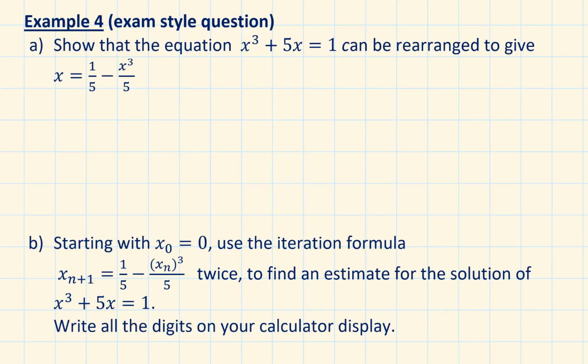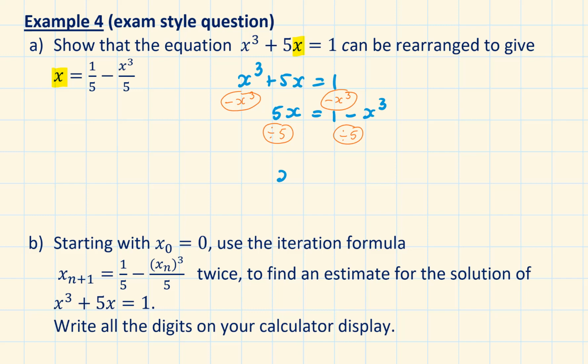Now let's look at an exam style question. Show that this equation can be rearranged to give x equals 1/5 minus x cubed over 5. The subject of the formula is x, and on the right hand side we will have an x cubed. So first subtract x cubed. This will give us 5x is equal to 1 minus x cubed. Dividing by 5 will become x equals 1/5 minus x cubed over 5, as required.